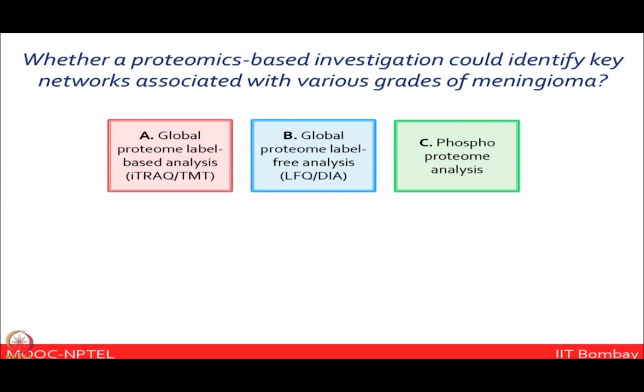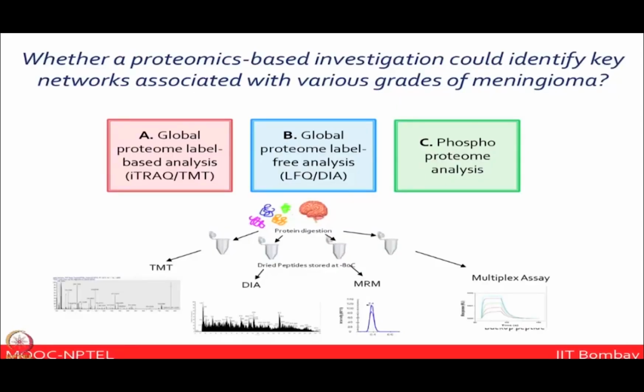To do this, when the brain tumor sample from the same patients comes in, you can do the protein extraction and split the peptides after digestion into multiple tubes, and each tube containing peptides could be used for either the iTRAQ or TMT workflow, or LFQ or DIA workflow, or eventually for a validation strategy using MRM or SRM assays, or some multiplex assays in future. So, the same sample is prepared in sufficient amount that could be used for different types of strategies. So, let us go one by one.